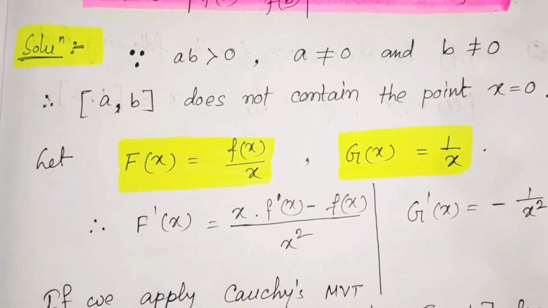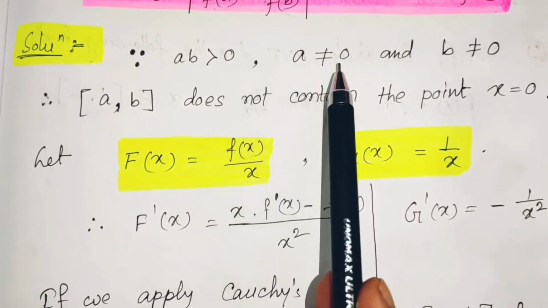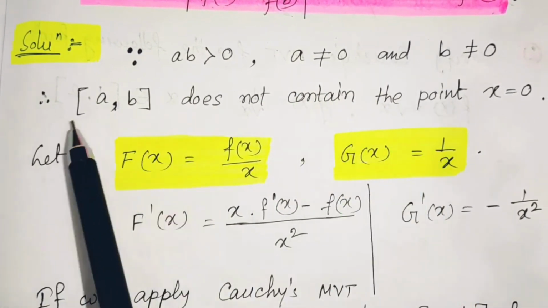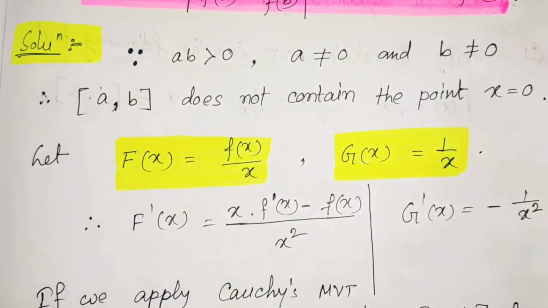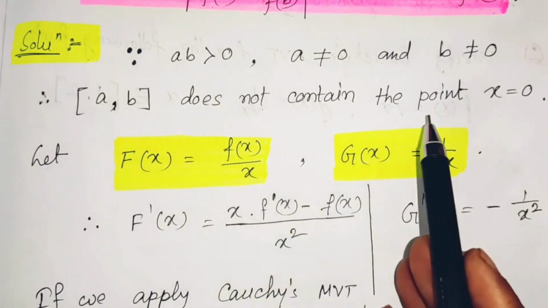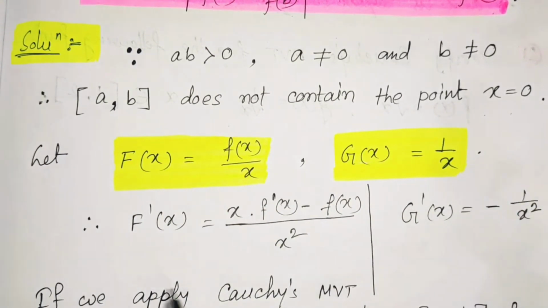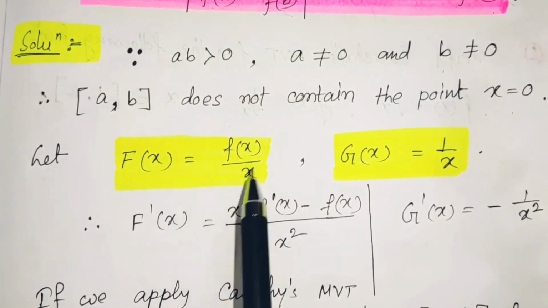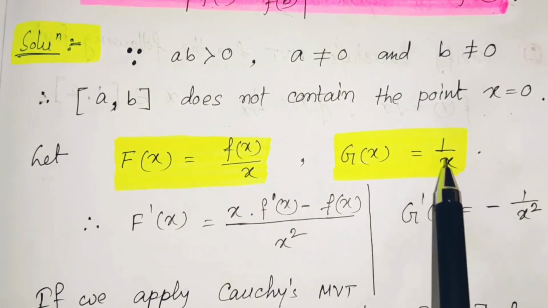First of all, it is given that a into b is greater than 0. What does it mean? That a must not be 0 and b must not be 0. Therefore this range (a, b) does not contain the point x equals 0. Now let us consider two functions. One is f(x), which is f(x) by x, and g(x) is another function, let it be 1 by x.